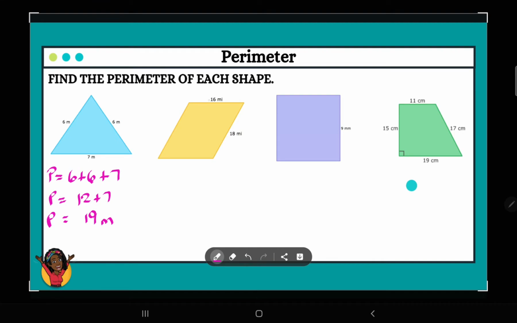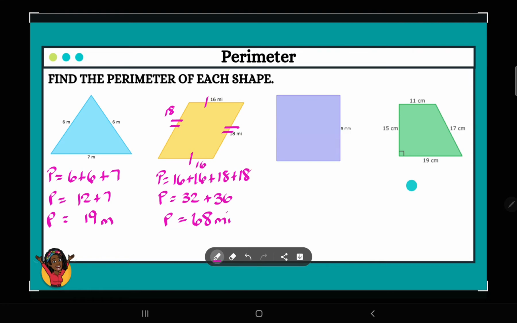For our second example, the lines that are opposite are parallel and equivalent. So if this over here is 16, so is this one. And if this is 18, so is this one. So to calculate the perimeter here, I'm adding 16 plus 16 plus 18 plus 18. 16 plus 16 is 32. 18 plus 18 is 36. And then I add those two together to get 68 miles as my perimeter.